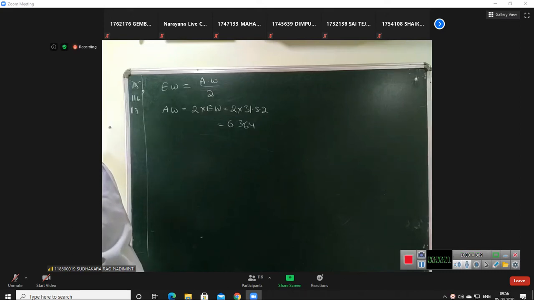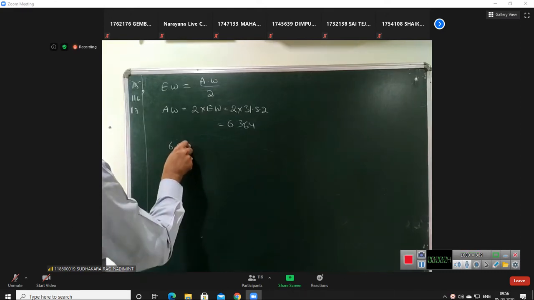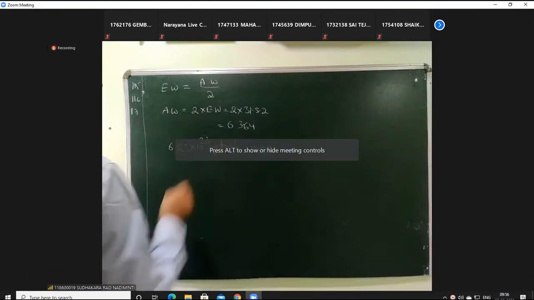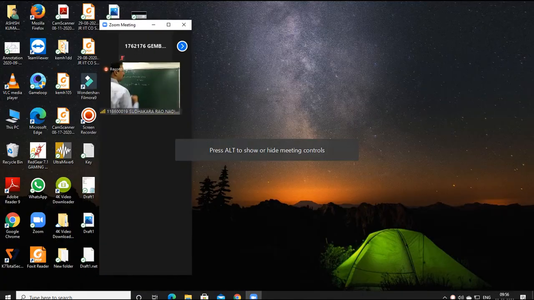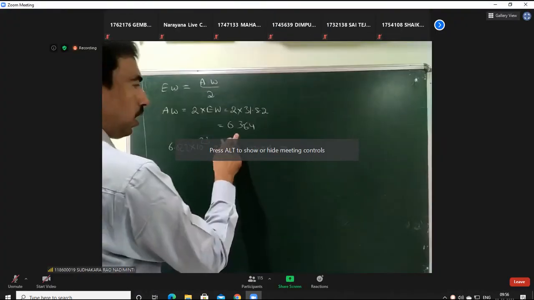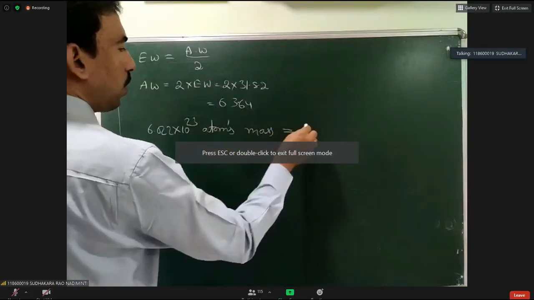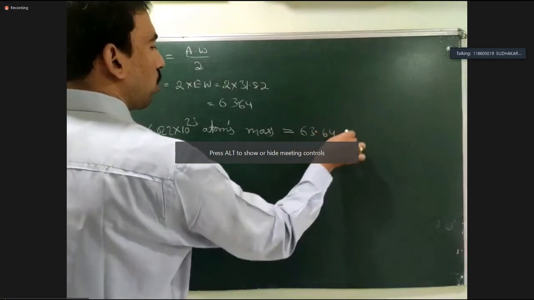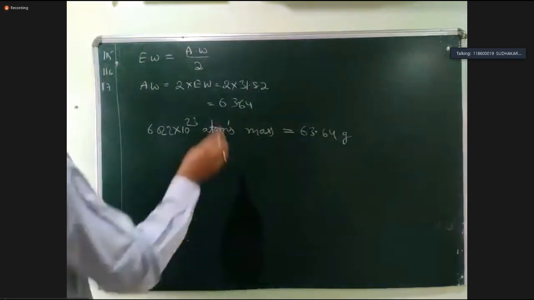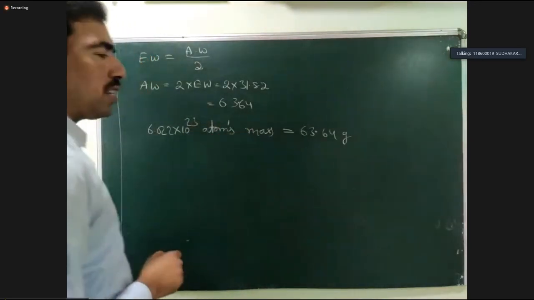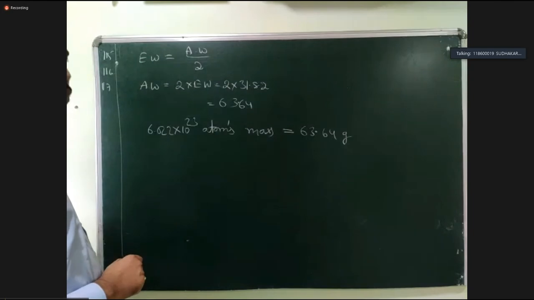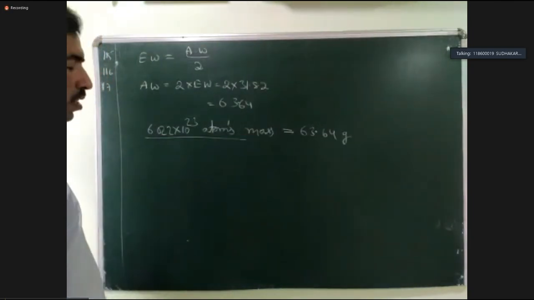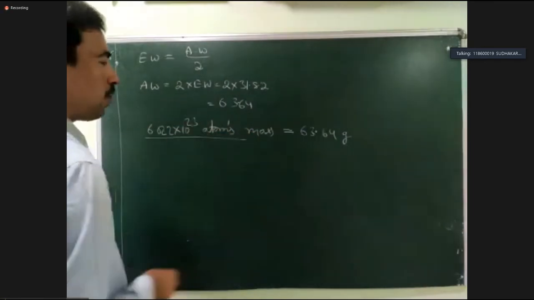Now the weight of a single atom: 6.02 × 10^23 atoms have mass equal to 63.64 grams, because the atomic weight is 63.64, which means the gram atomic weight is 63.64 grams. Gram atomic weight means this many atoms' mass. The mass of Avogadro number of atoms is the gram atomic weight.